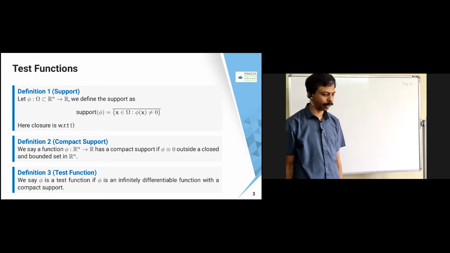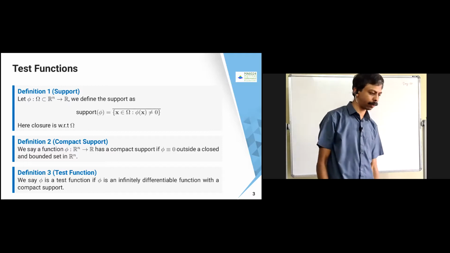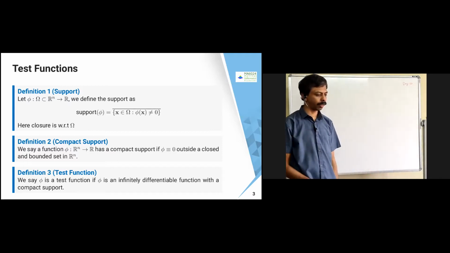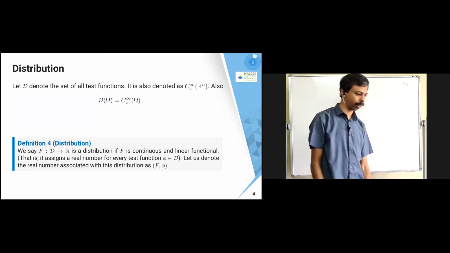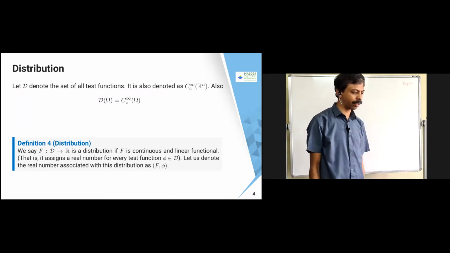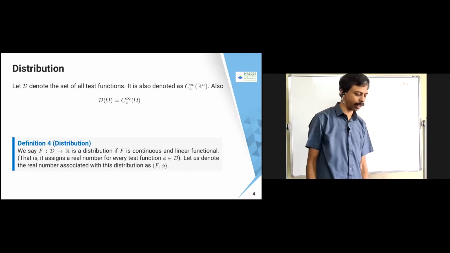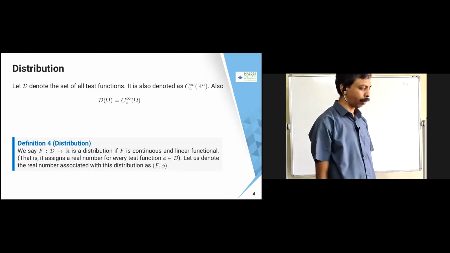Test function: we say phi is a test function if it is an infinitely differentiable function with a compact support. Then we say phi is a test function. So we say phi belongs to C_c infinity of R^n or Omega. That is called D of Omega. The test function space we just denote with the notation D of Omega. So that denotes the set of all test functions. It is also denoted C_c infinity of R^n or D of Omega.